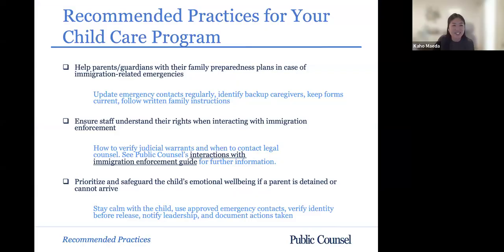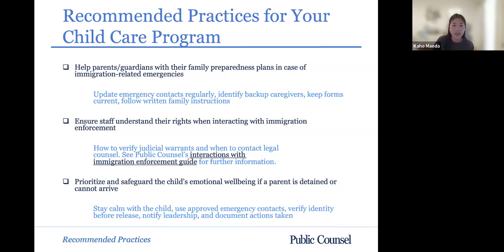Thanks, Ritu. Yes, so I am going to talk about recommended practices for your childcare program. Andrea just gave some wonderful examples of how everything that we're talking about today can actually be implemented in practice in order to keep your families and your staff feeling safe and prepared. So these are a couple of recommended practices.